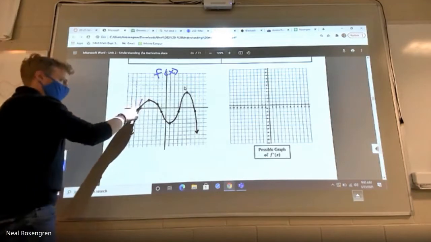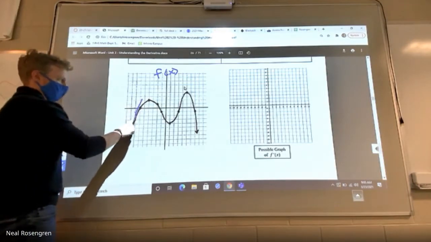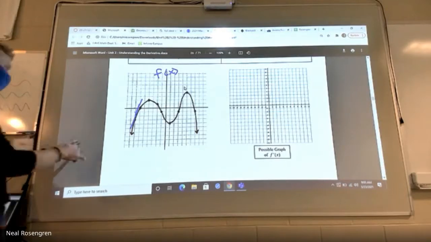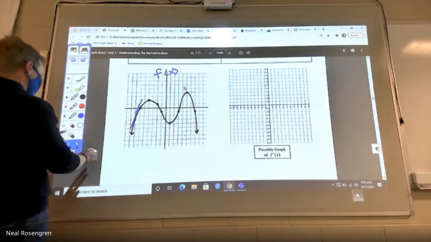I think 4 looks pretty good. It's not great. Could even be 5. 4 is pretty good, though. We'll go with 4. Once I make that guess, I want to test it out. I want to look at it and say, okay, let me go up 3 and over 1. Do I hit the function? Am I just missing it? Because that's what I'm hoping for, that I'm just missing it. I like that. 4 looks pretty good.